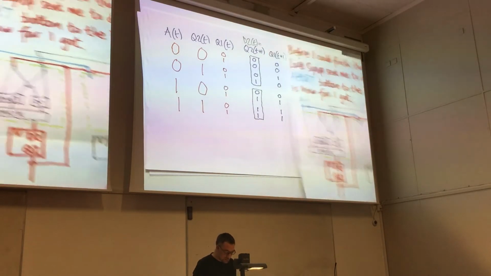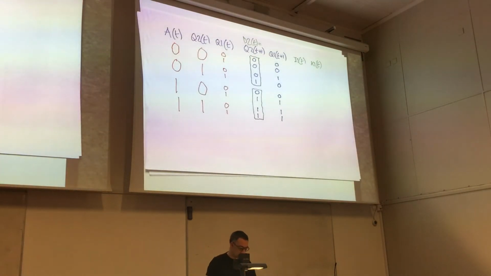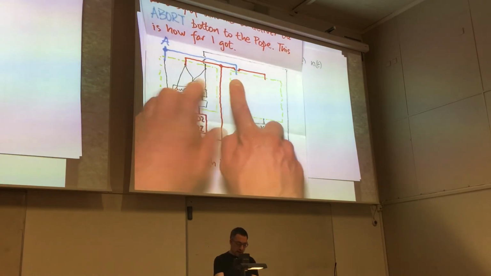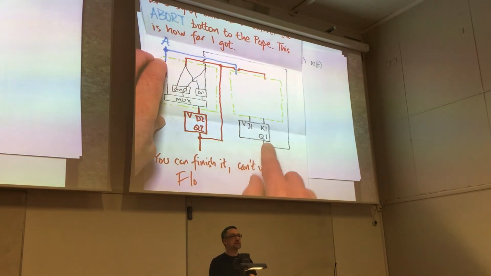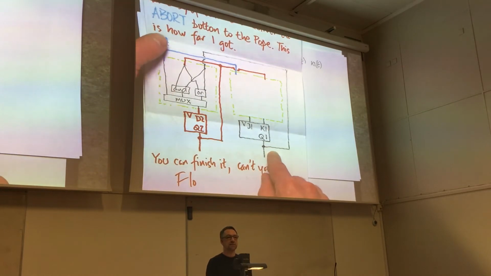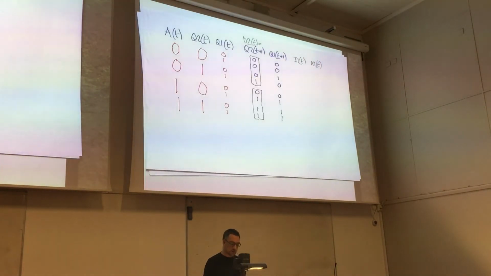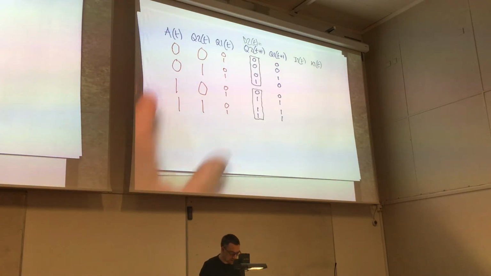Okay, so let's get back to J and K. How do we figure these things out? Remember, this circuit gets only A and Q2. So it's got to explain how to instruct the flip-flop to update. So what we've got to do is look at the behavior of the flip-flop in each of the 4 cases.